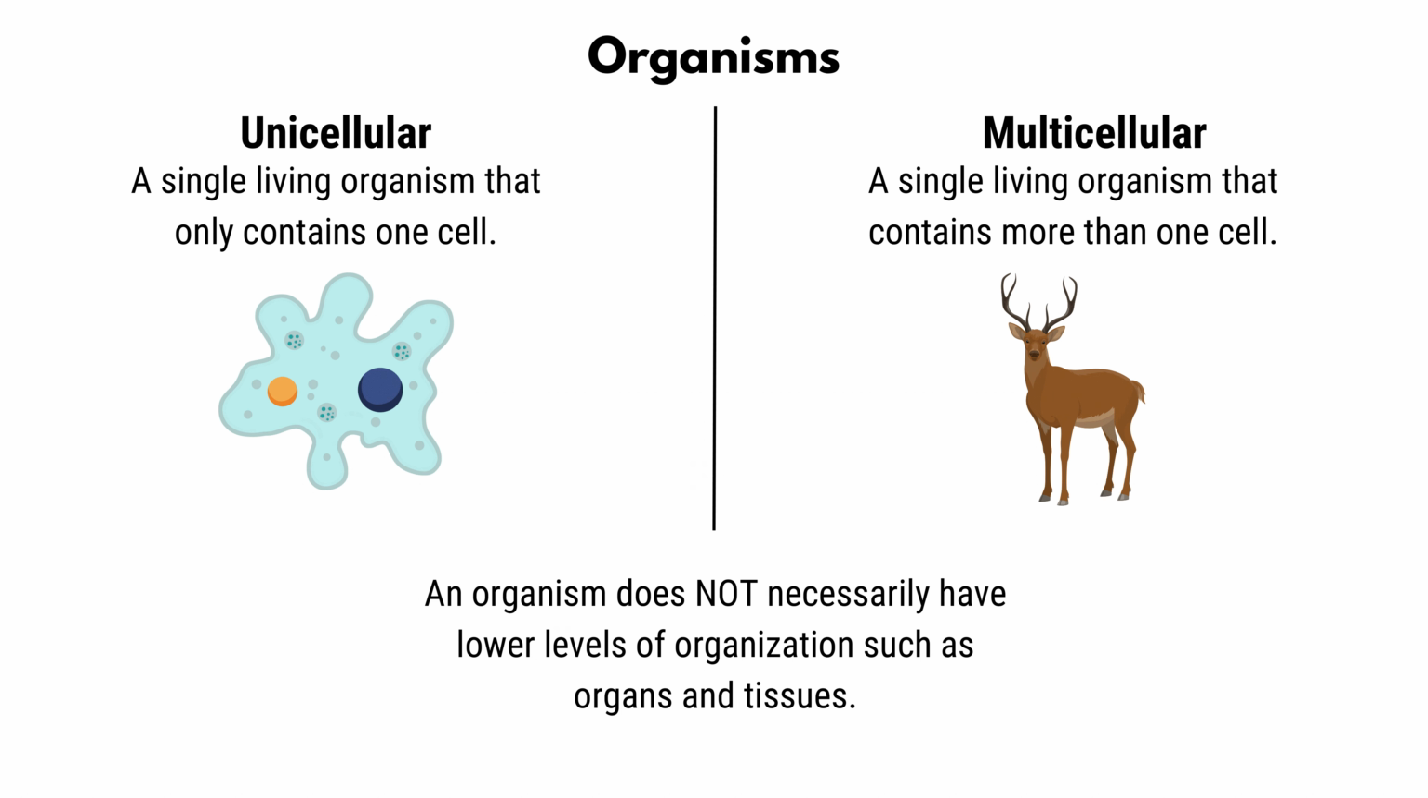Now, something to know with organism is that an organism does not necessarily have the lower levels of organization within them. Obviously, humans have like the organ system and the organs like lungs, but unicellular organisms like paramecium, they don't have lungs, they don't have the space for that, so they don't necessarily have organs.